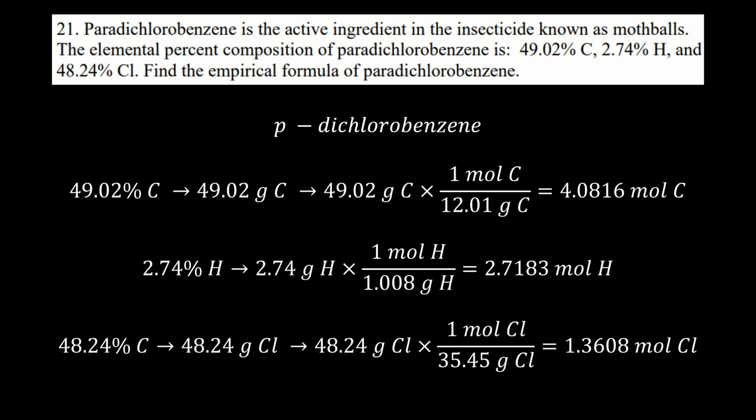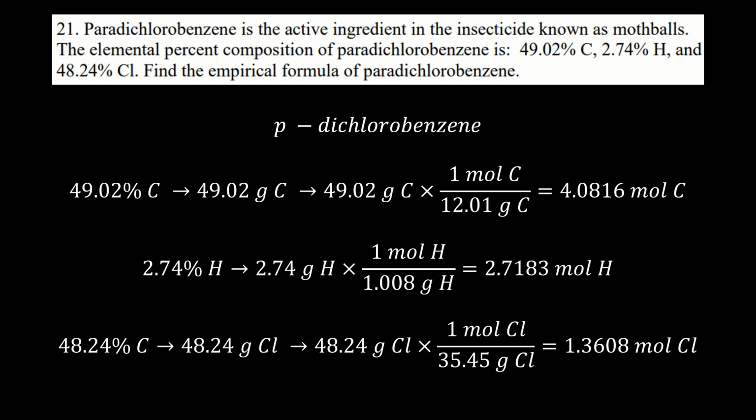For any of you who take organic chemistry, you're eventually going to get to a point where you can look at the name para-dichlorobenzene and realize that there are going to be 6 carbons, 4 hydrogens, and 2 chlorines, and therefore an empirical formula of 3 carbons, 2 hydrogens, and 1 chlorine just from the name. But we're not there yet.